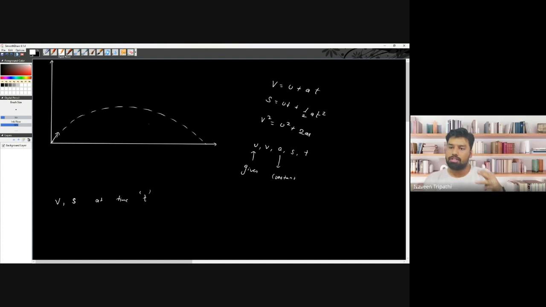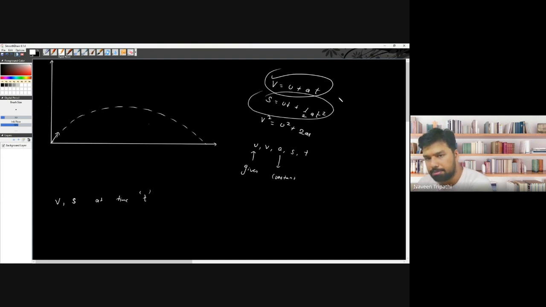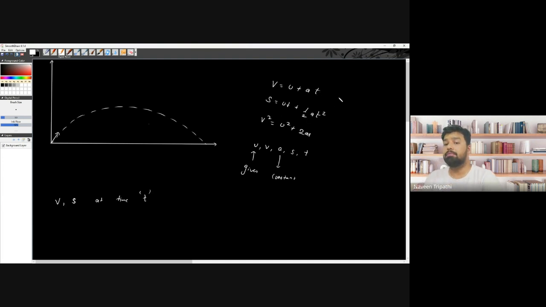Try to write velocity as a function of time. See, we have written velocity as a function of time. We have written displacement as a function of time. But what if time is not given? Then somehow elimination of time will give us this. But still, the fundamental question remains the same.